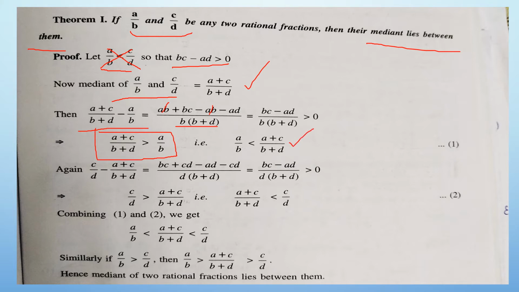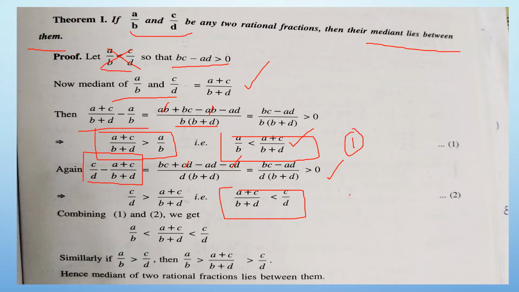You can also write like this. Now I will take the difference of c upon d minus (a plus c) upon (b plus d). If you take the difference and solve and simplify it, again you will get a positive term. So from equation one and equation two, we can see that this mediant lies between them. So very easy to understand. This is the first theorem.